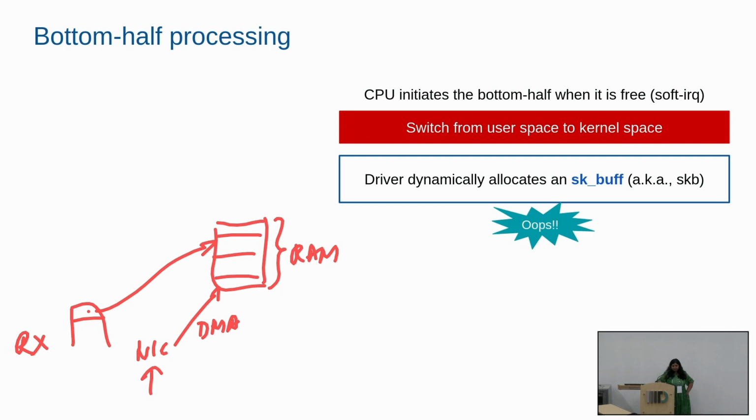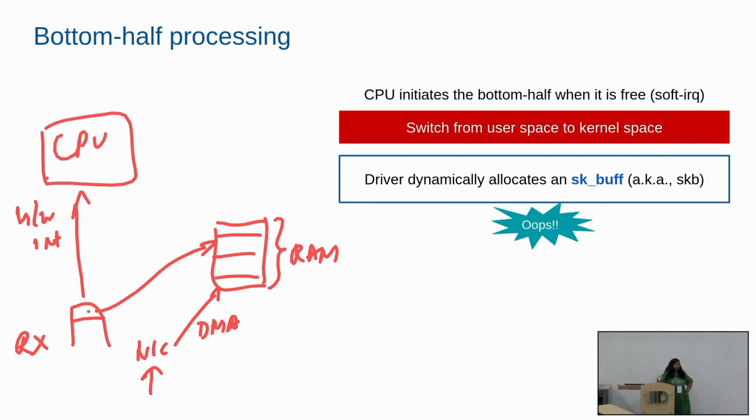Next, after this is done, it's a hardware interrupt. So the CPU has to stop whatever it is working on and handle the interrupt. Handling the interrupt implies a syscall: do the hardware interrupt processing, come back. Hardware interrupt processing involves just telling the NIC, shut up, I have seen your packet.